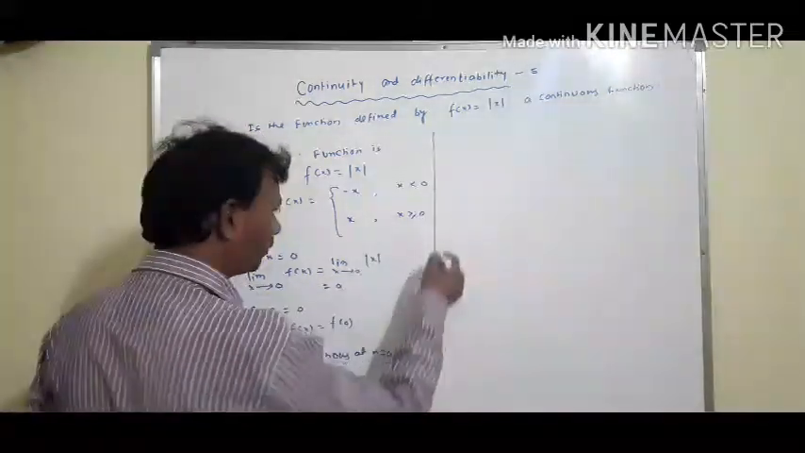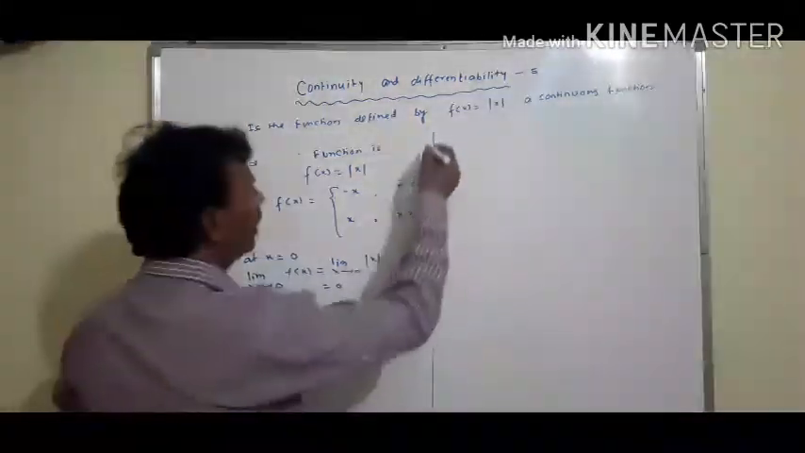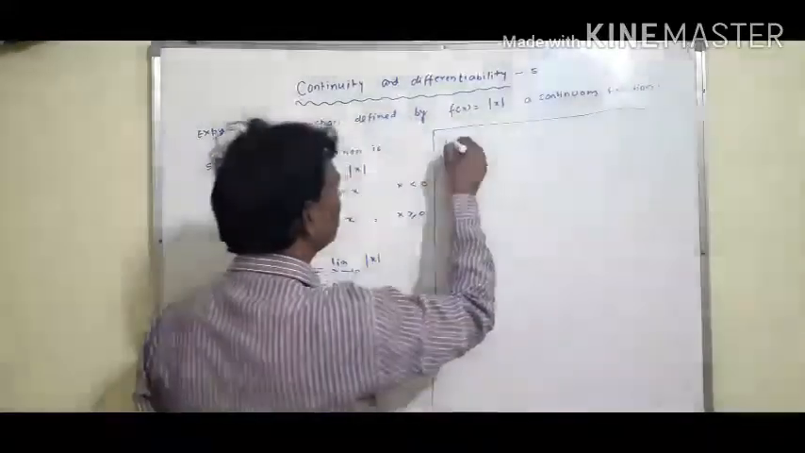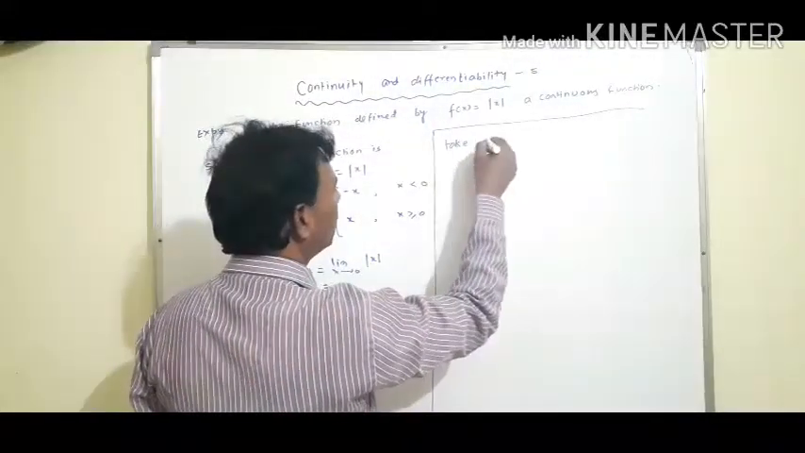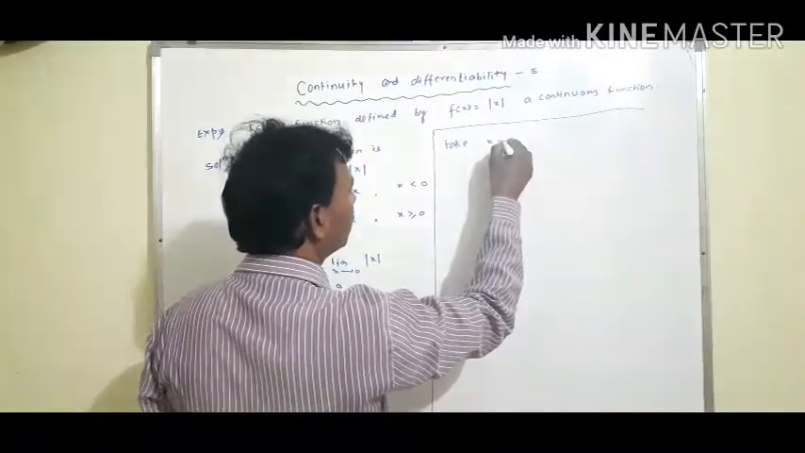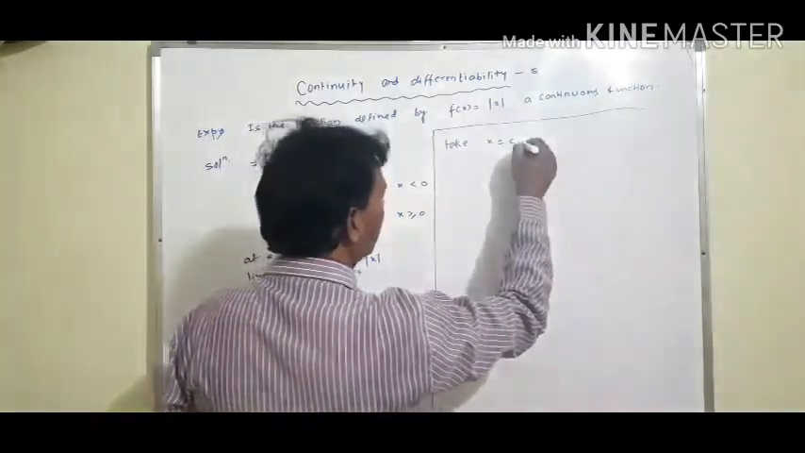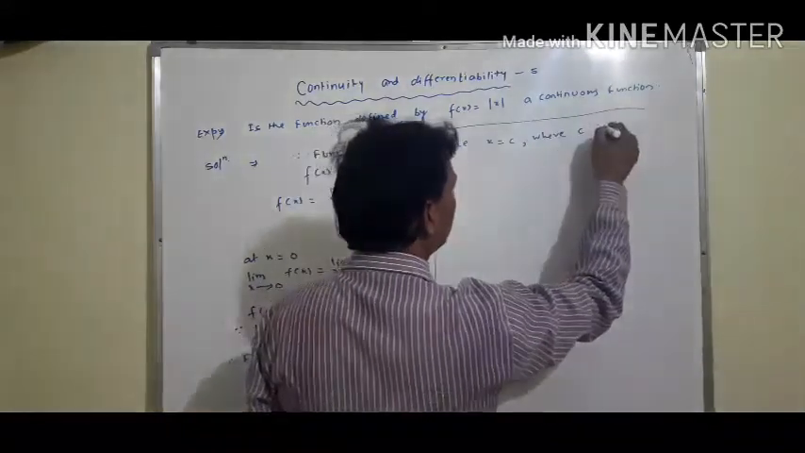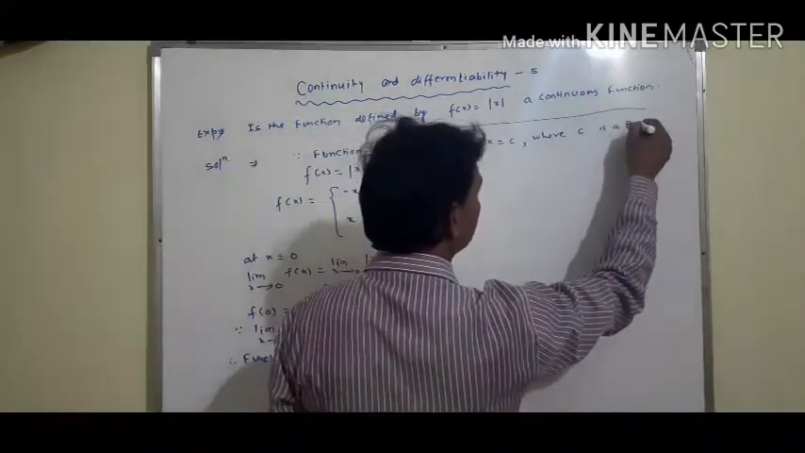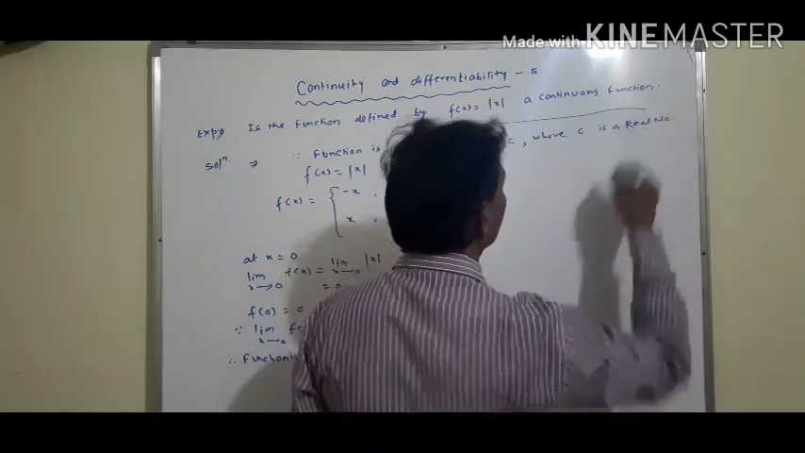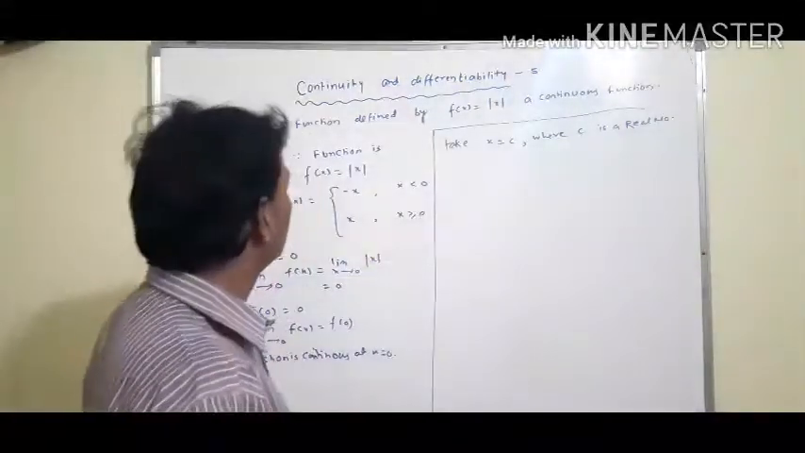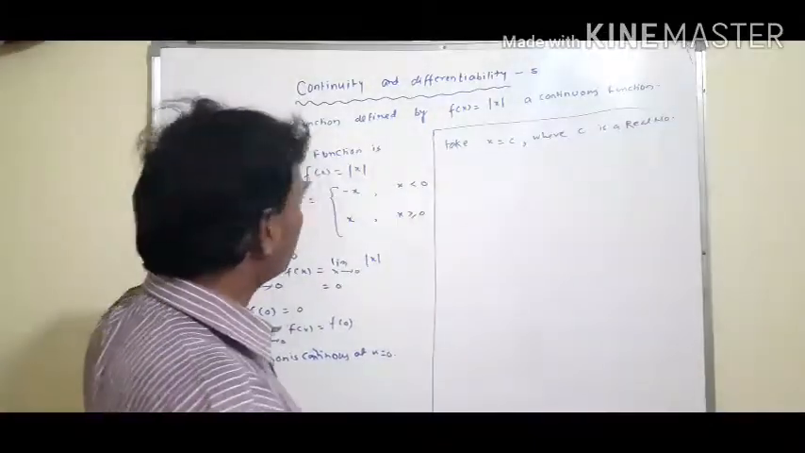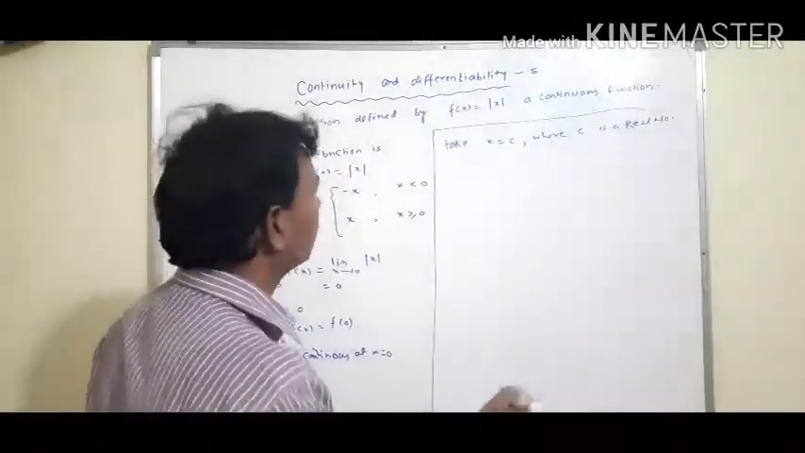Now we will take x equal to c, where c is a real number, and we will check whether the given function is continuous at x equal to c.